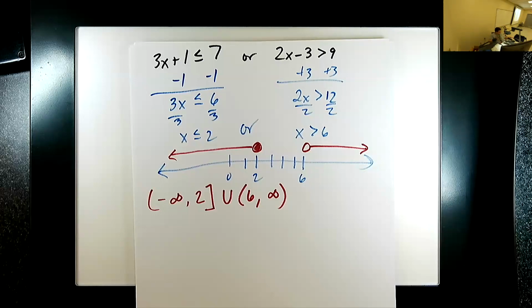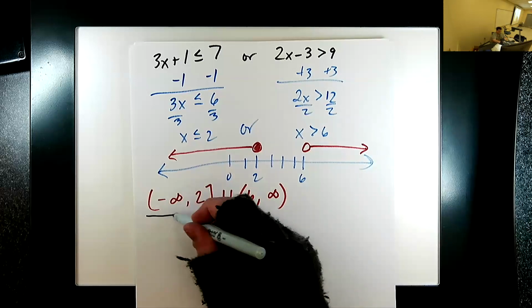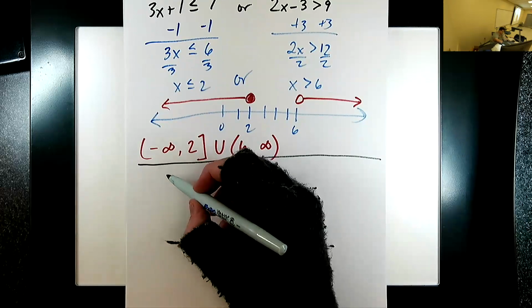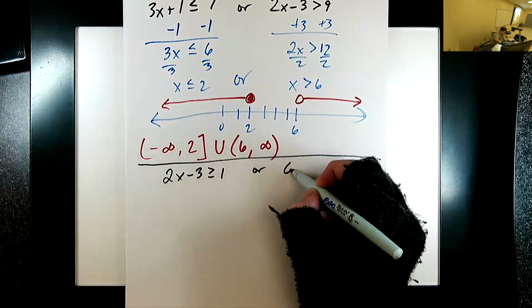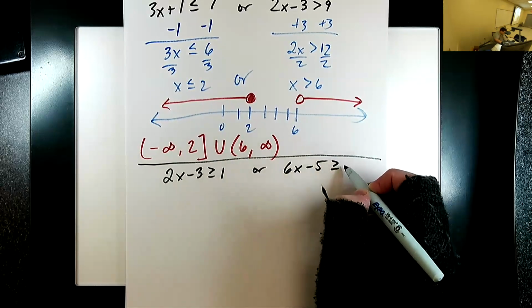Ready for another? All right, let's take a look at 2x minus 3 is greater than or equal to 1, or 6x minus 5 is greater than or equal to 1.